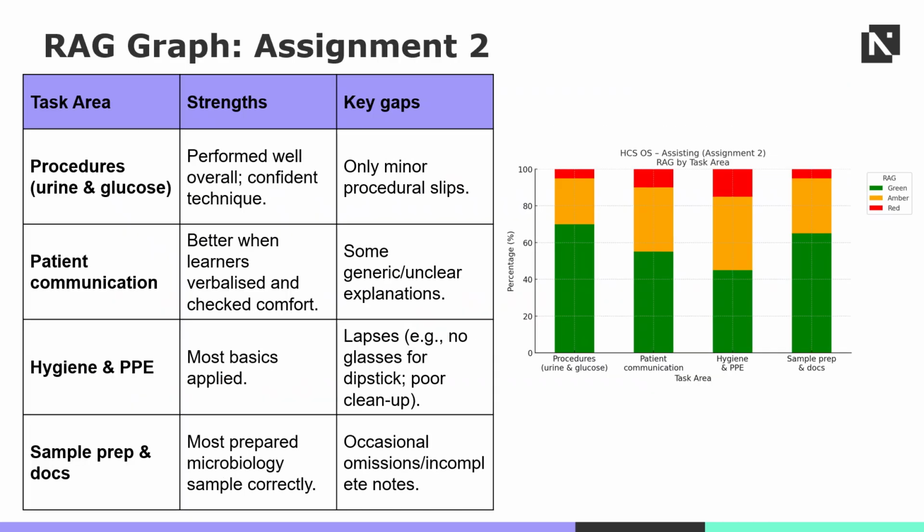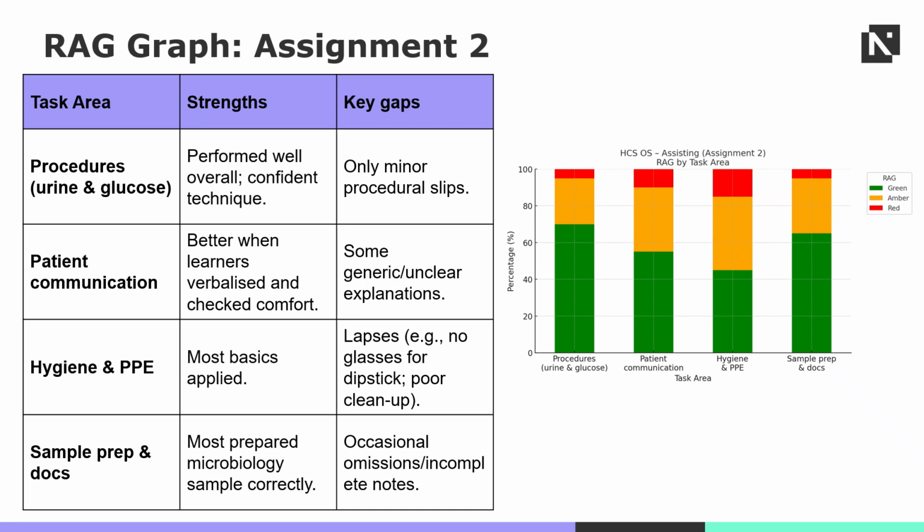So let's explore how our students did in a bit more detail. Assignment 2, as mentioned, focused on those 2 procedures and associated documentation. So the RAG shows strong green for the practical element, with ambers where communication and hygiene weren't consistent. In regards to the urine and glucose, learners performed well overall. They generally followed the correct sequence, handled equipment confidently and met the PASS standard. Only small slips were seen.